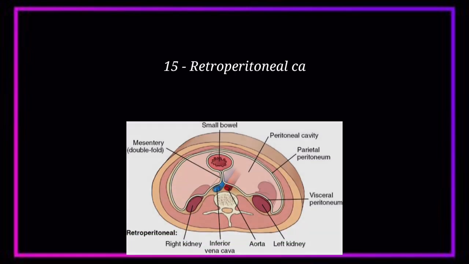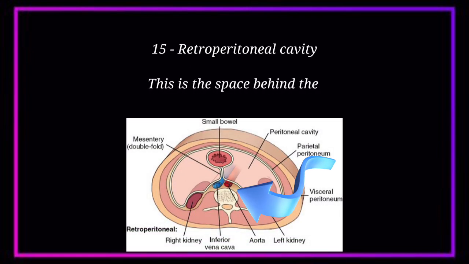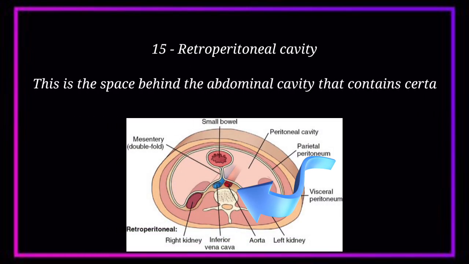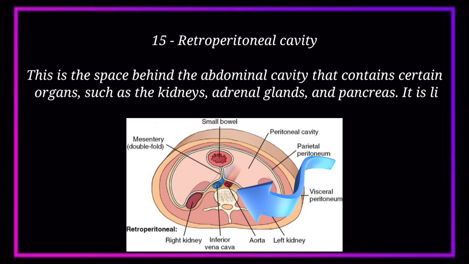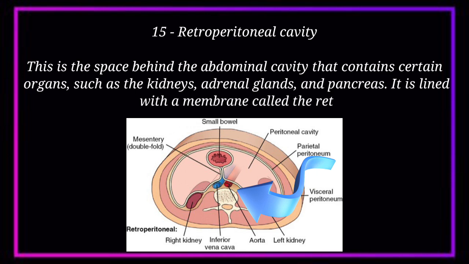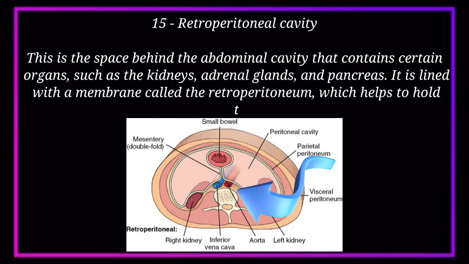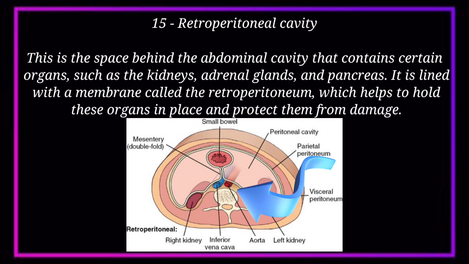Number 15. Retroperitoneal cavity. This is the space behind the abdominal cavity that contains certain organs, such as the kidneys, adrenal glands, and pancreas. It is lined with a membrane called the retroperitoneum, which helps to hold these organs in place and protect them from damage.